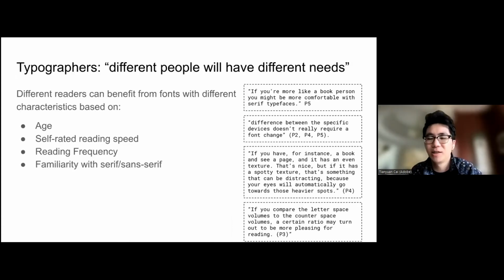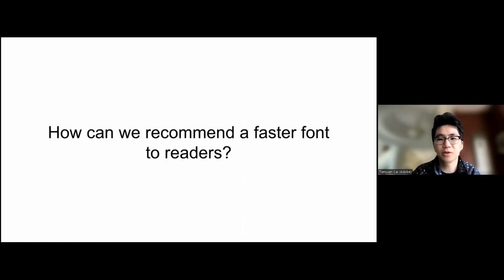In the past, typographers that we've worked with in our research group have often championed the importance of personalizing font choices. Based on the interviews with them, we found that there may not be a one-size-fits-all font. In fact, different users may read faster in different fonts based on their age, self-rated reading speed, and other characteristics as a reader. Additionally, we have commonly observed in other studies that readers are often not able to select their fastest reading font simply based on their preference. So the question becomes, how can we recommend a faster font for readers?